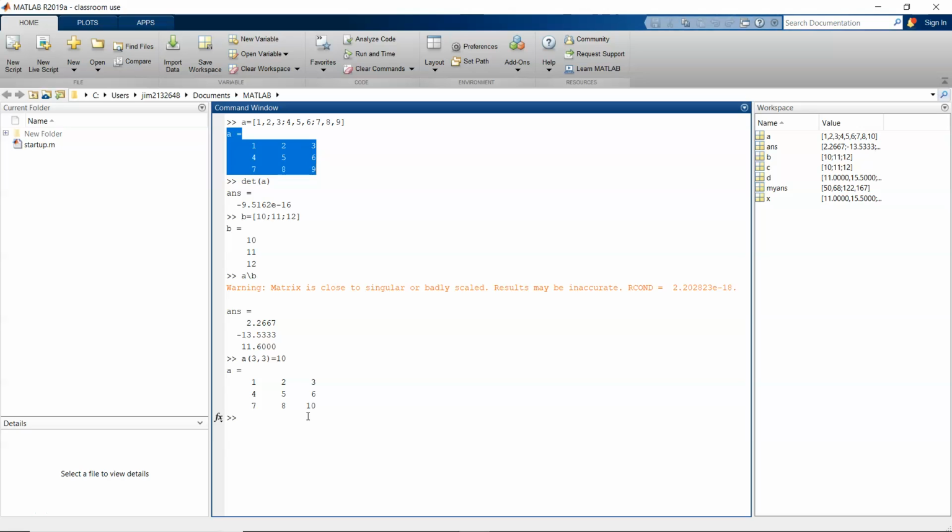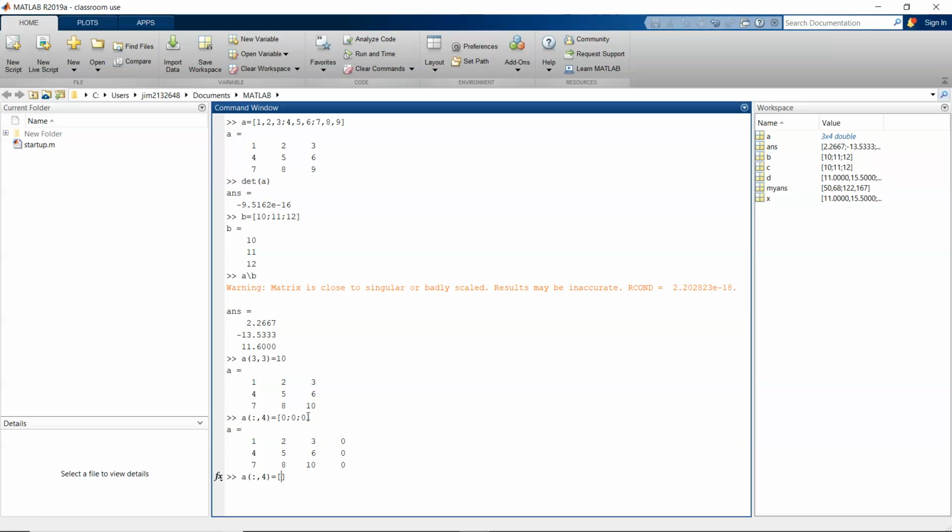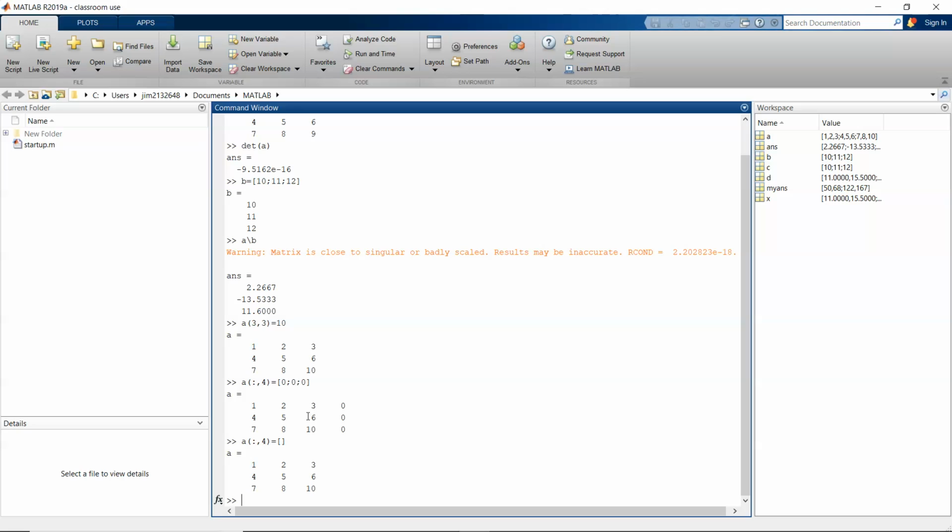You can, for example, add an extra column to the end of A. A of all rows, comma, fourth column equals, we're just going to add 0 to the end of that. There it is. Now, oh, I didn't want to do that. Let's back it up. What you can do, this is another trick. This is what's called the null matrix, just two square brackets side by side. This says wipe out the fourth column. Get rid of it. Get rid of zeros, get rid of anything. It just doesn't exist anymore. We're back to where we were.